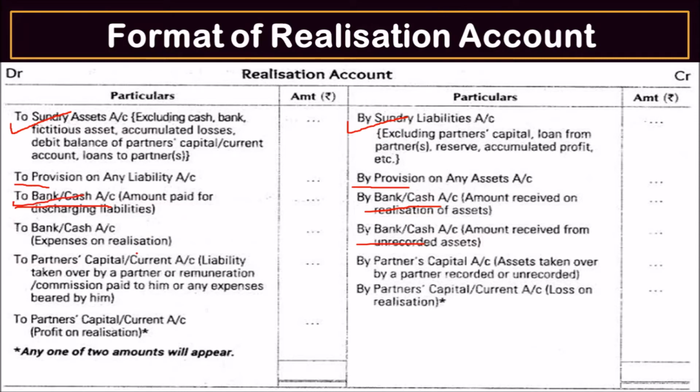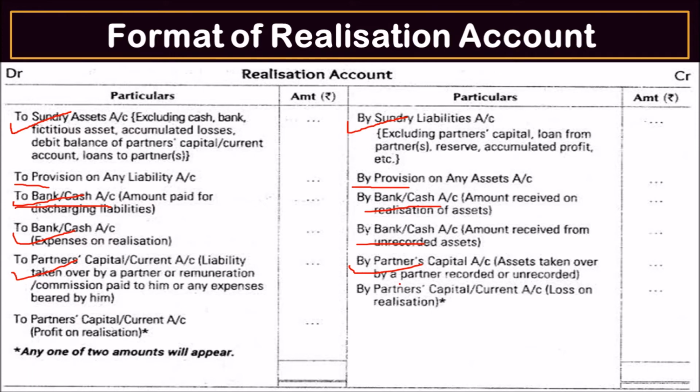And for paying the expenses on realization, then to bank or cash account, you see here. And thereafter we see if any partner has taken the responsibility to pay any liability, then partner's capital account is mentioned here, and if any partner takes over any asset, then his account is mentioned here.